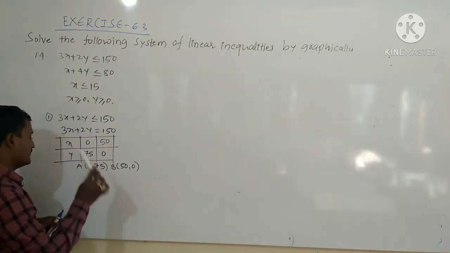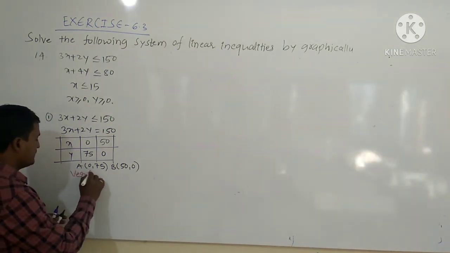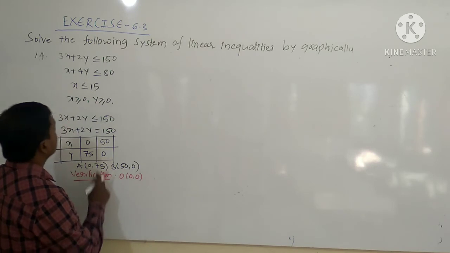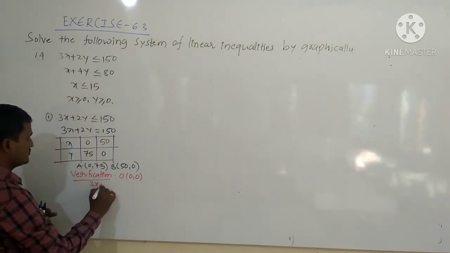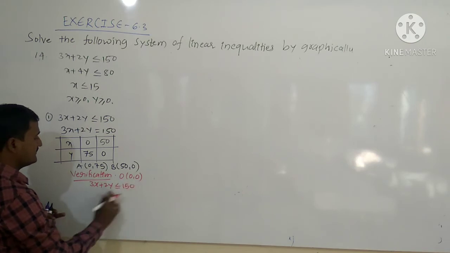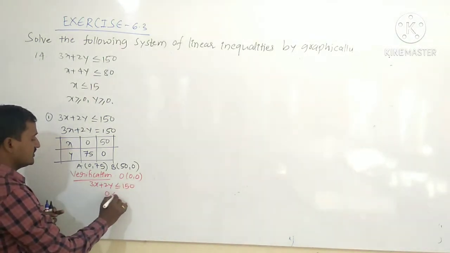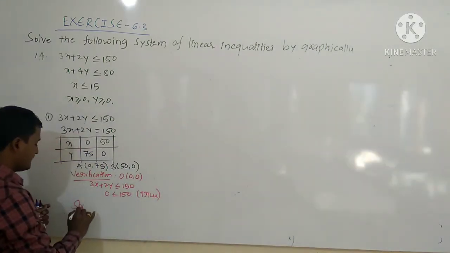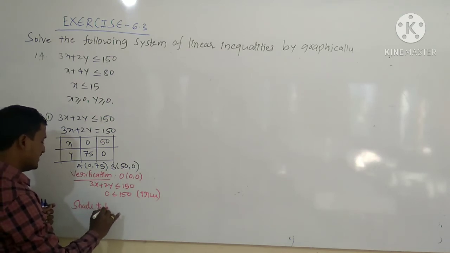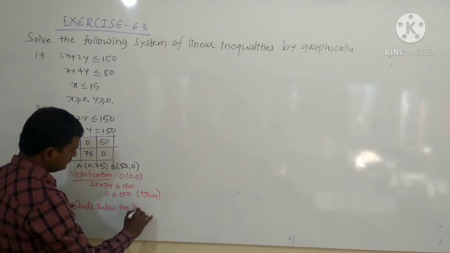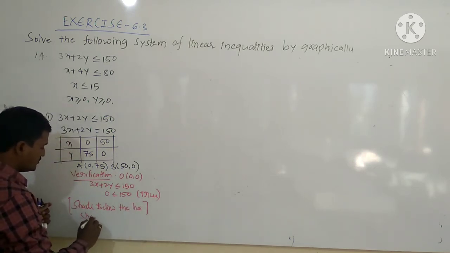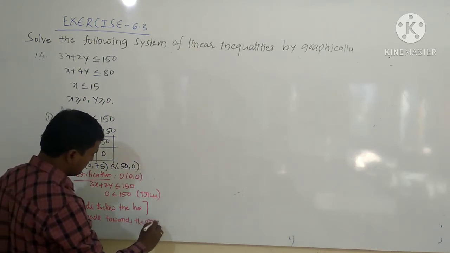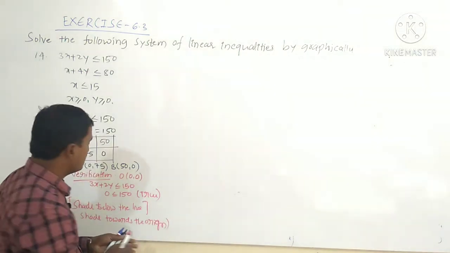Now I have to go for verification. Verification means you substitute the coordinates of the origin. Here, 3x plus 2y less than or equal to 150; if you substitute, 0 is less than or equal to 150, hence it becomes true. If it is true, shade below the line, or we can write, shade towards the origin. Both are the same. Below the line is the same as towards the origin. We'll go to the second one.